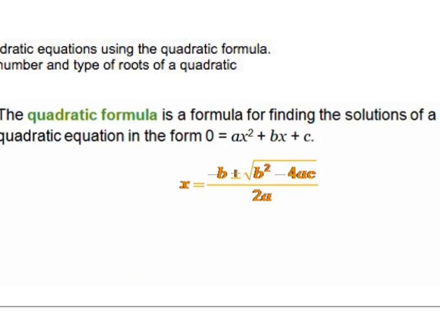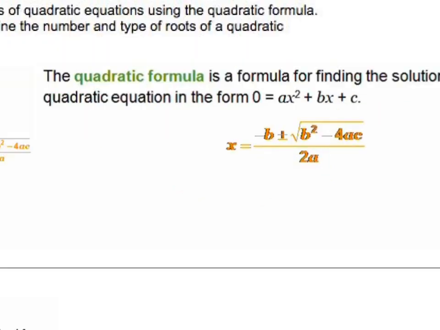X equals opposite b plus or minus the square root of b squared minus 4ac all over 2a. All right, so if you know that, you can remember the quadratic formula. It's really not too bad.